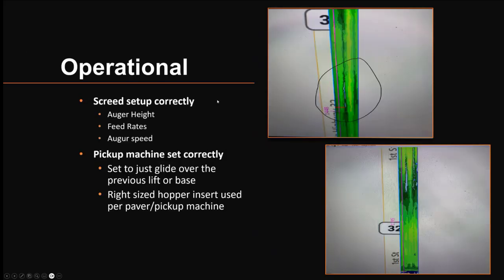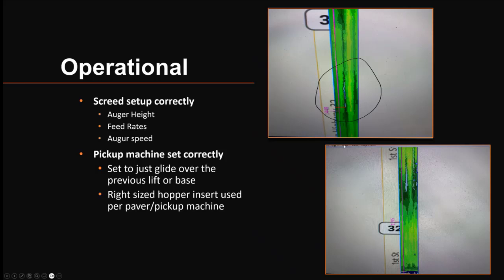Here's some operational items. Make sure you have your screed correctly set, feed rate, speed, auger height. The pickup machine has to be set correctly. So this is that streak in that photo, that real small shadow. This is what it looked like on the thermal. And you can see it's over here to a lesser degree.